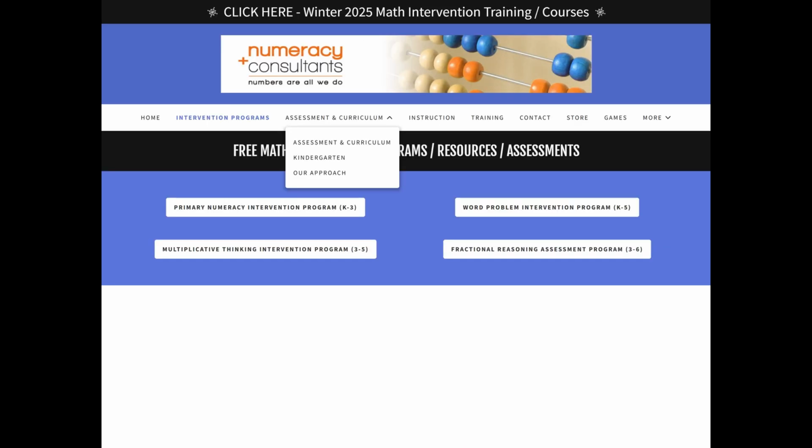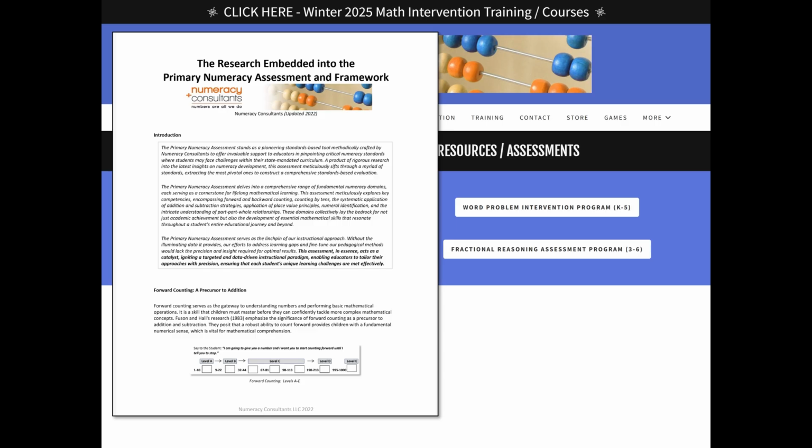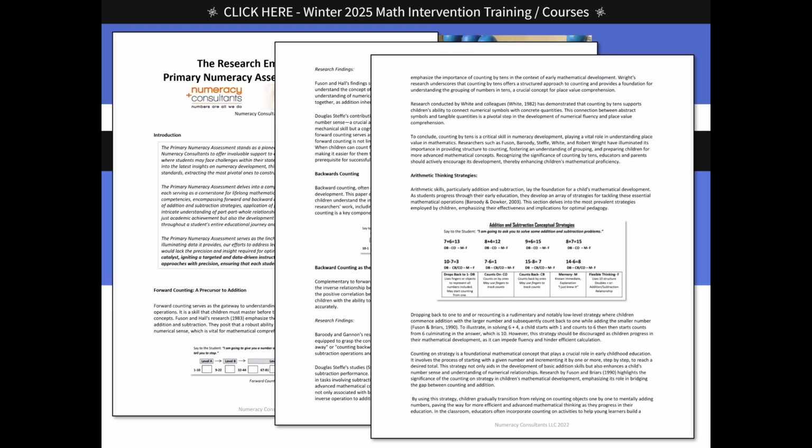So to take a peek at the research and the design of the assessment and our instructional model, you can go to our website, click on Assessment and Curriculum, and go to our approach right there. When you click on that page, there are two documents. The first one is about the research embedded in the primary numeracy assessment and framework. This document goes piece by piece through our assessment and talks about why that particular area or skill set was chosen. It talks about the research findings for that and why that's considered a critical area of numeracy development. It goes through all parts of the assessment and breaks it down.